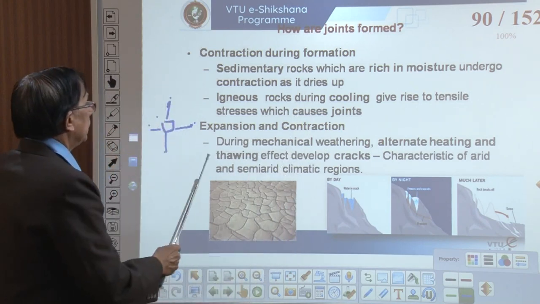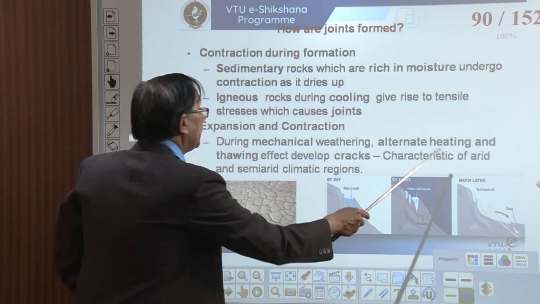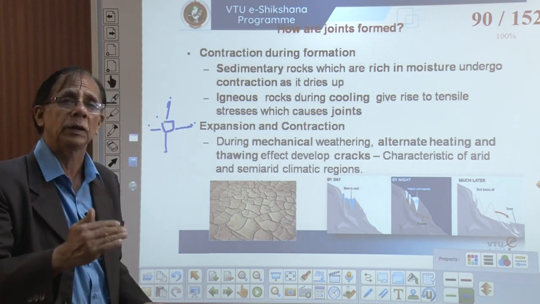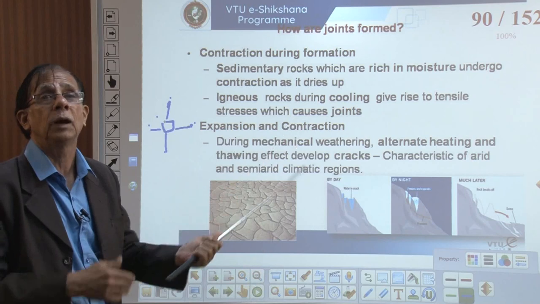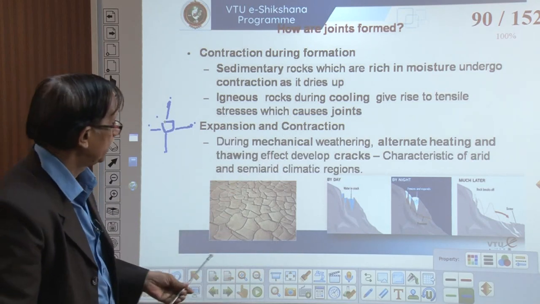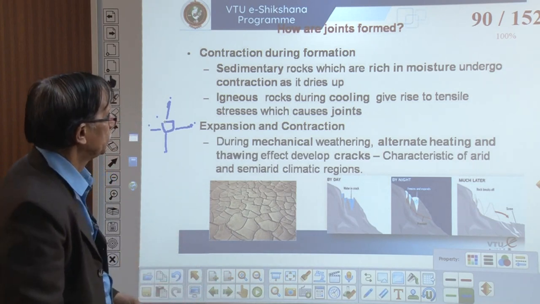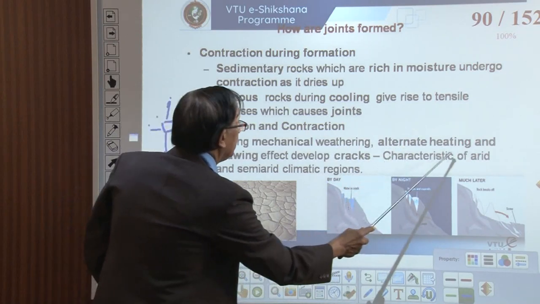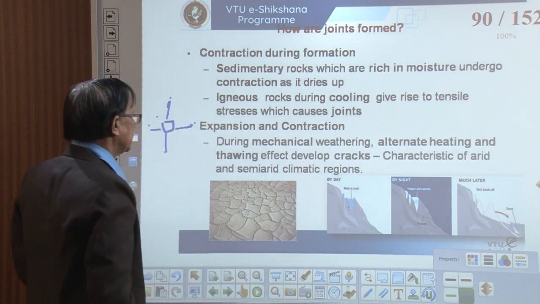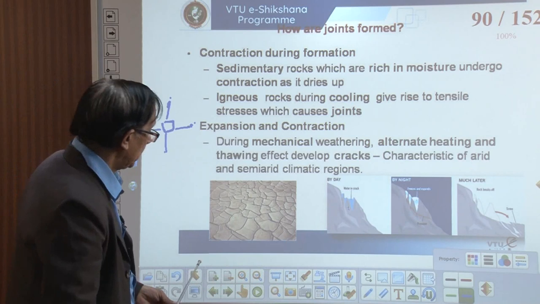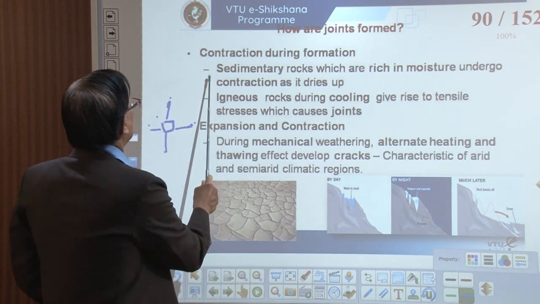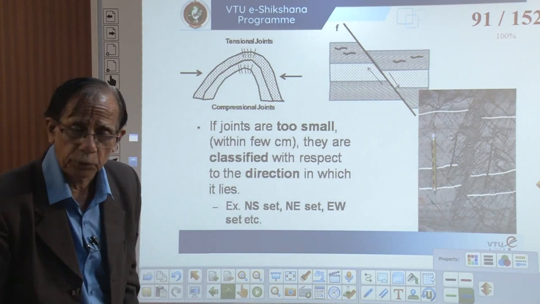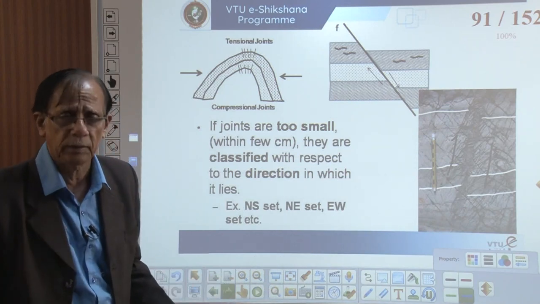Expansion and contraction during mechanical weathering, alternate heating and thawing, we have discussed spheroidal weathering and exfoliation. They also give rise to pressure release, which we discussed in the earlier session. Another pattern is the alternate heating and thawing effect, which also develops cracks. These are all common, and these irregular joint patterns develop in a regular pattern like this. So contraction and tensile forces result in joint formation.